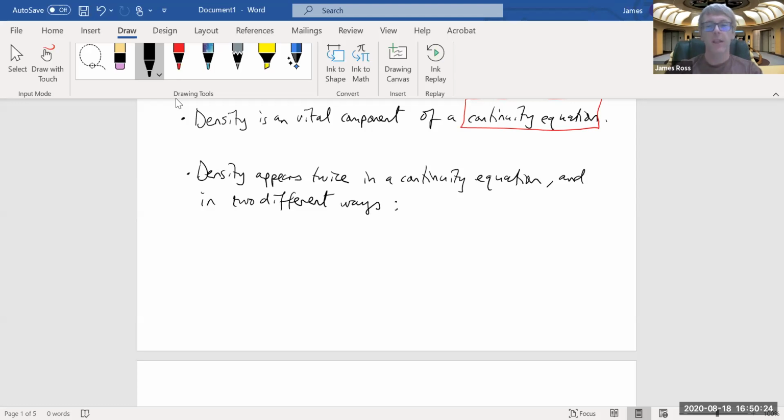So to give you a feel, and then on the next page we'll go into a bit more detail, we're going to have the change per unit time of the density, and that'll be one instance that you'll see it, and then we'll have the change per unit space of the density. This is how it's going to appear.